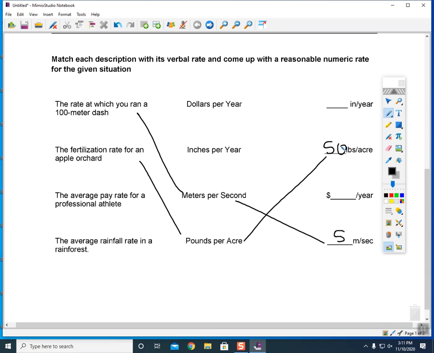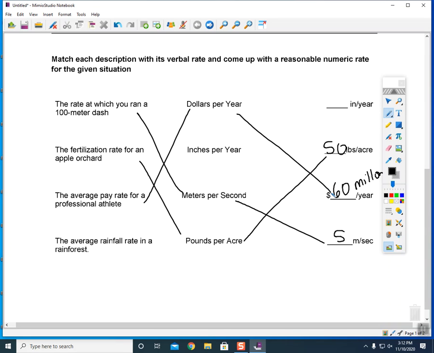The next one, the average pay rate for a professional athlete. Well, that's going to be in dollars per year, right? Athletes make a whole lot of money. Earlier in class today, I said 6 million, and the class seemed to think that that wasn't enough. So let's go with 60 million. Okay, he would have $60 million per year. That one's going to go down there.